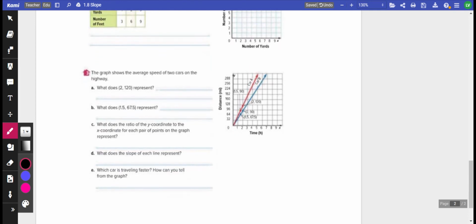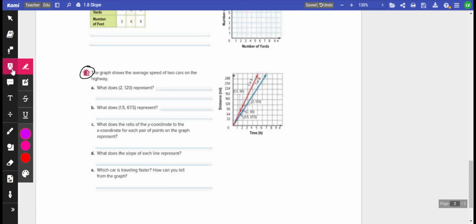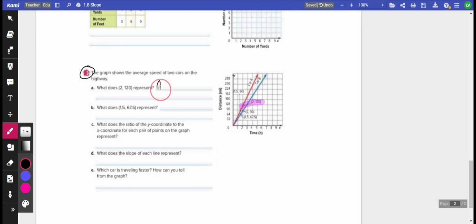Number 3, the graph shows the average speed of two cars on the highway. Letter A, what does 120 represent? Well, if I take a look at 120, that's going to be this point right here. So that's on my red graph. So after 2 hours, you drove 120 miles.